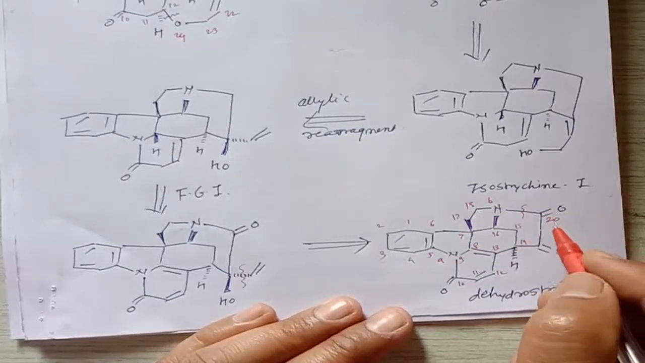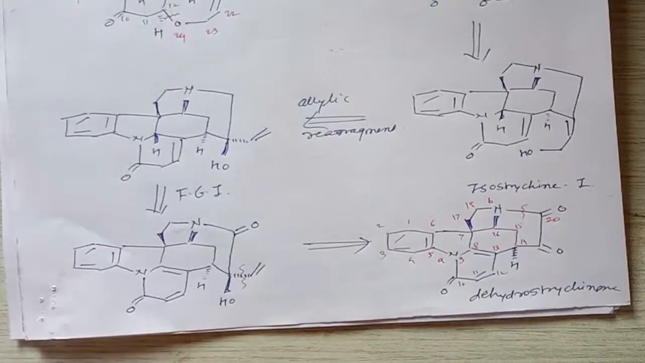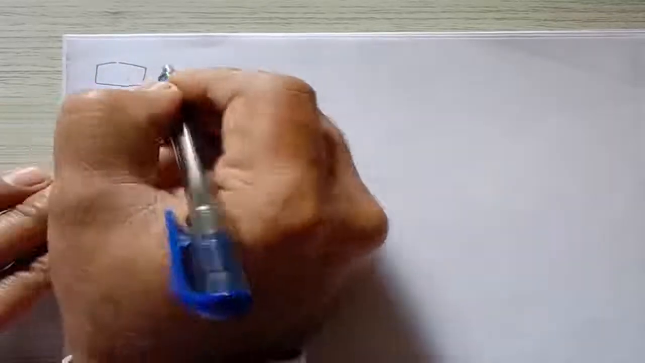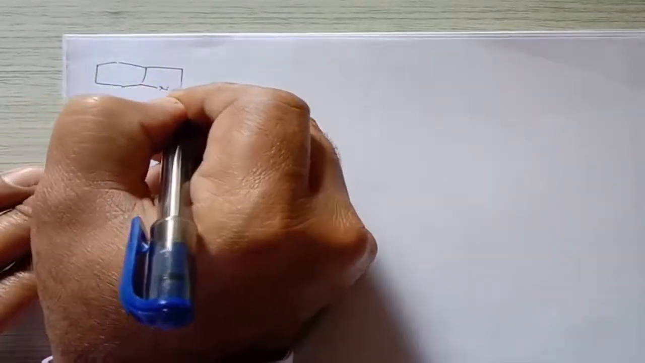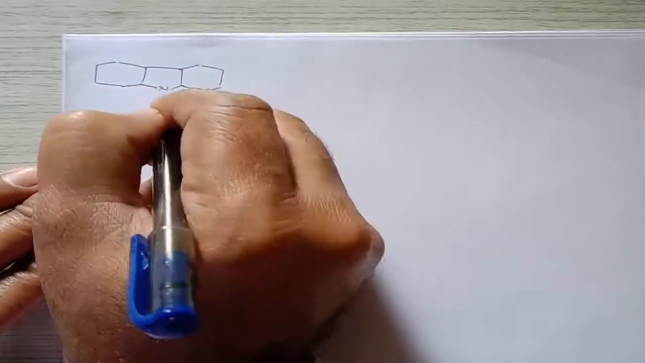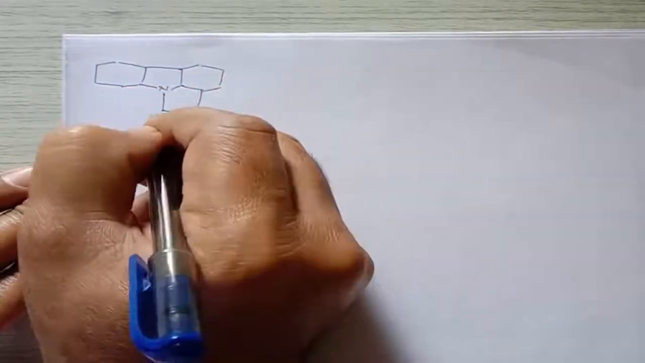So that means we can break this C20B bond. So what we get after breaking this C20B bond, we get a molecule like this, containing the same functionalities. Here is a 6-member ring. So this is also containing a 6-member ring.